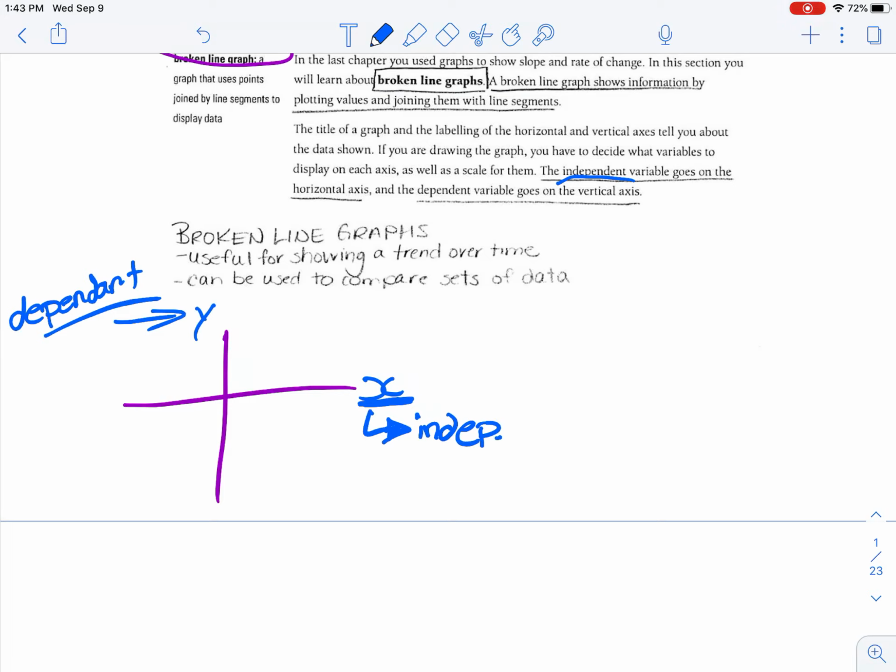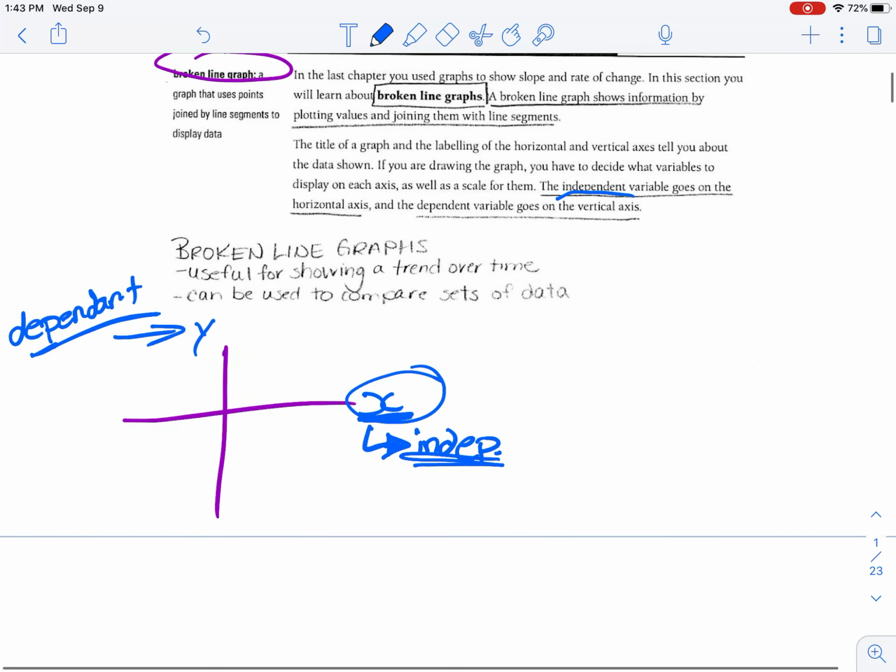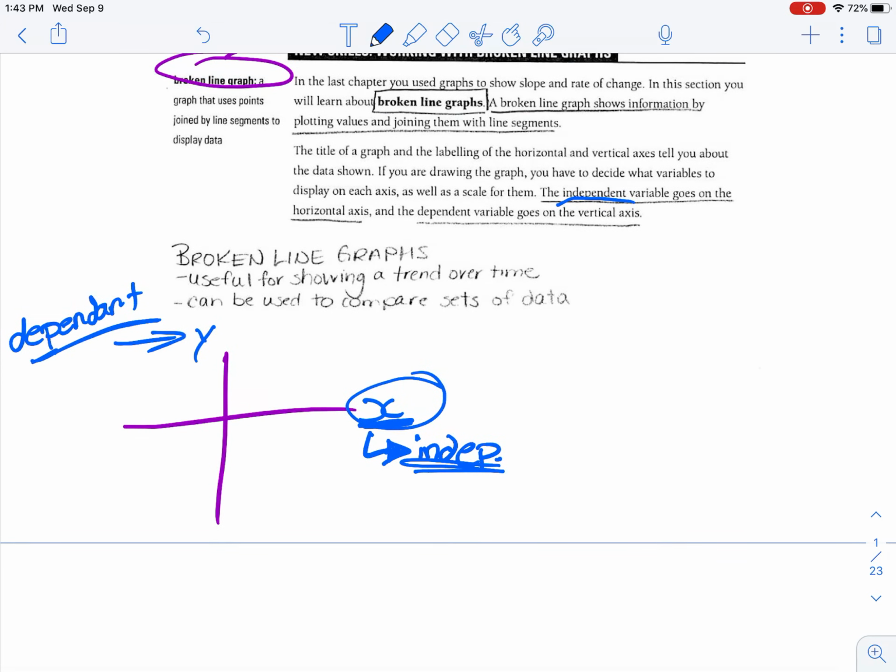Now, these often confuse students. Just understand that an independent variable is something you cannot change, okay? And the dependent variable is something that will depend on what's happening in your x-axis. Okay, so I wouldn't focus too much on that, but just understand that your independent variable is on the horizontal x-axis. Your dependent variable is on your y-axis.